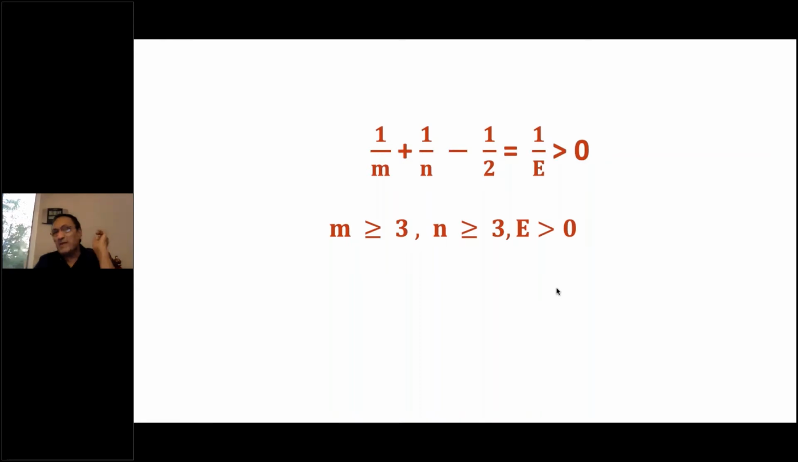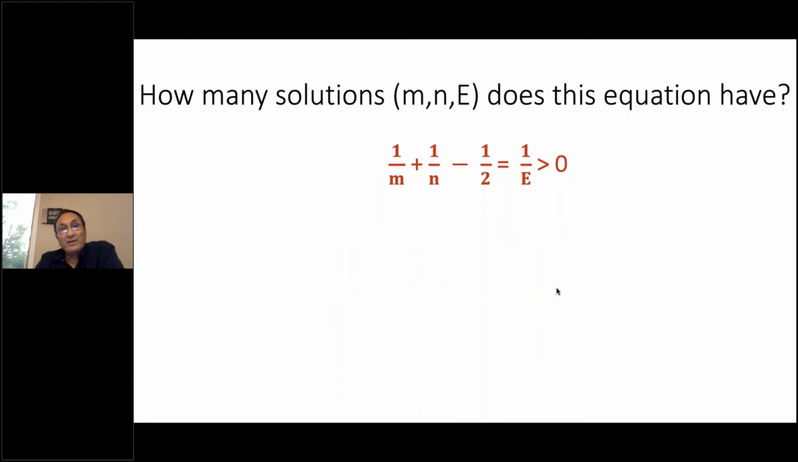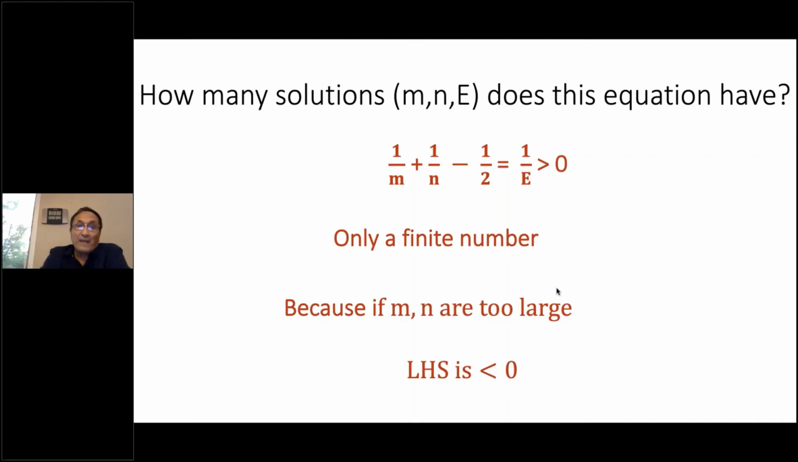So can we say something immediately about this equation? Anyone want to try to guess what we can say about this equation? How many solutions do you think this equation can have? Can it have an infinite number of solutions for m and n? Well, my claim is that this equation can have only a finite number of solutions. And the reason is that, first of all, m and n are greater than or equal to 3. So they have to be positive numbers. And if they're too large, then the left-hand side will become negative, and that doesn't make sense because the right-hand side is positive. So m and n are bounded. They can't be too large.